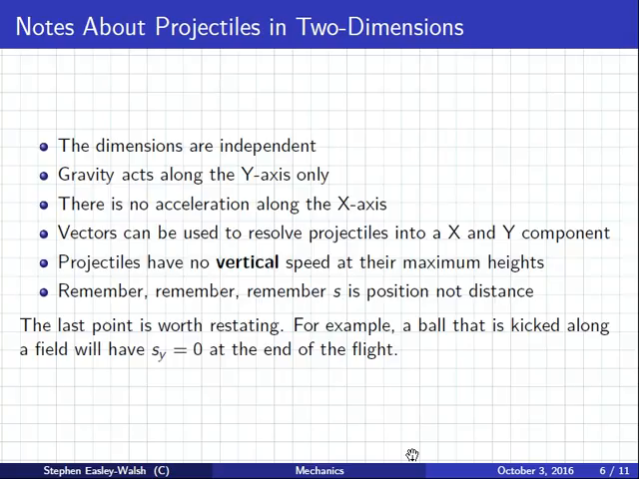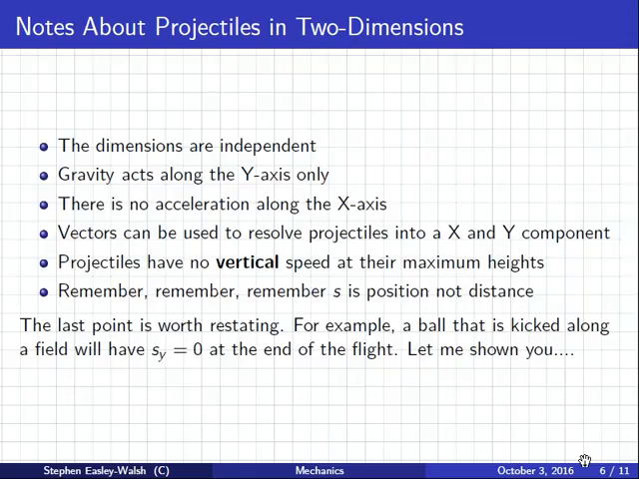For example, a ball that's kicked along a field will have Sy equals 0 at the end of the flight. If you picture the ball here, and it gets kicked up in the air, and then it comes back down, what's its height at the end? 0. That's what I mean here. So the S vertically: increase, maximum, decrease, and down to 0. Again, once we have an example, it'll be a little bit clearer.